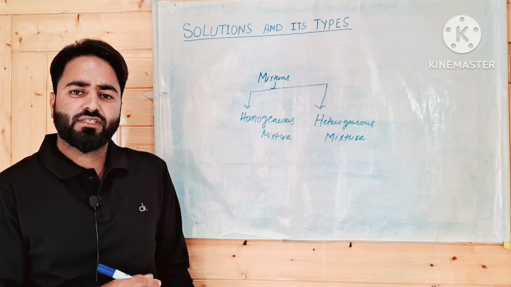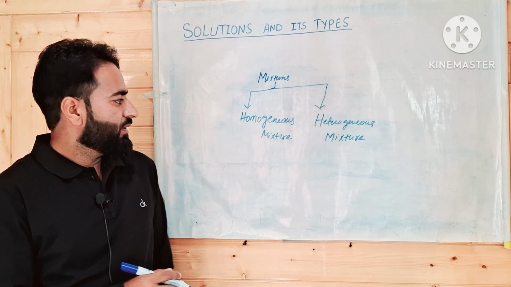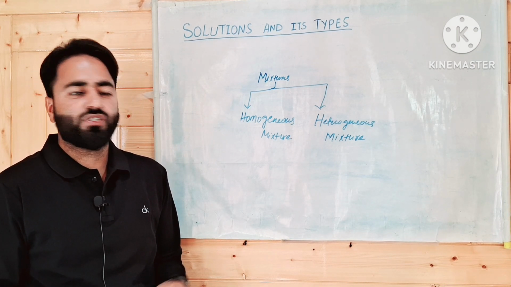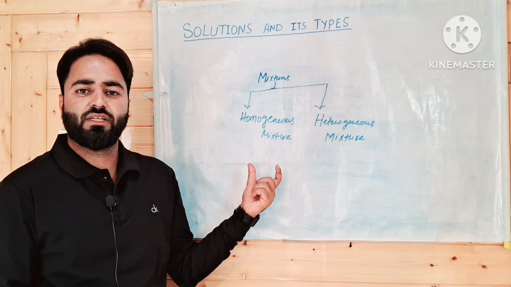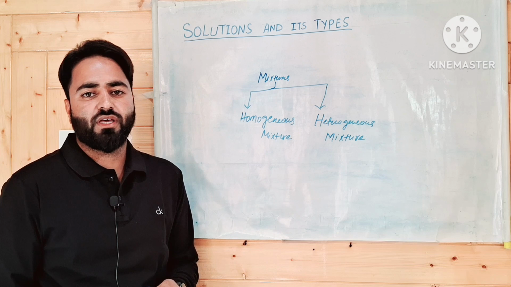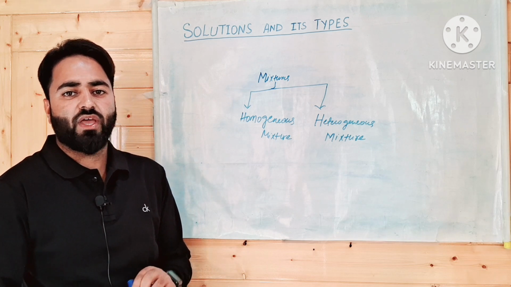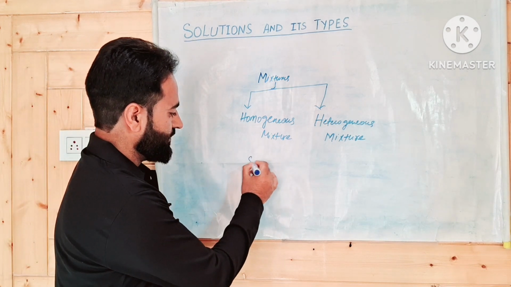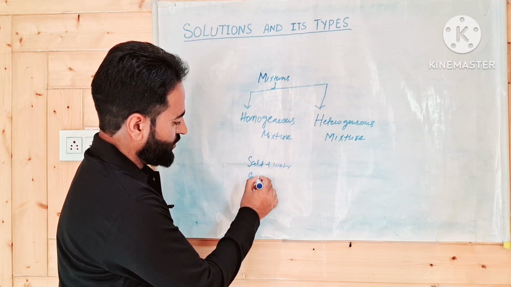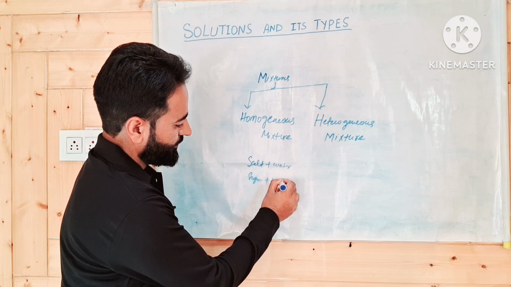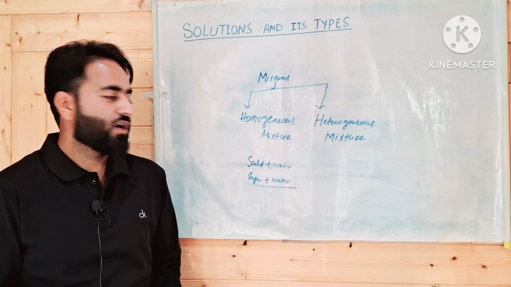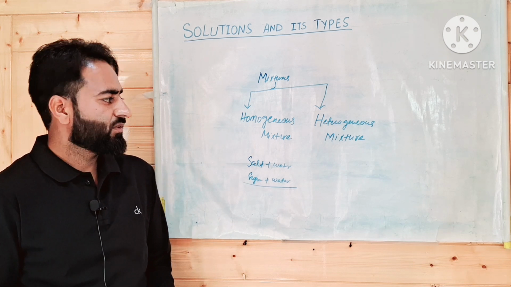As already discussed in the previous lecture, a mixture which has uniform composition is called a homogeneous mixture. That is, the components of a homogeneous mixture are equally arranged and distributed. Like we have salt plus water, we have sugar plus water. Salt solution and sugar solution are homogeneous mixtures.